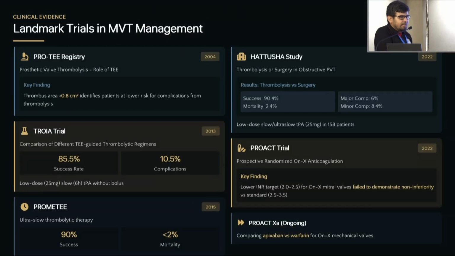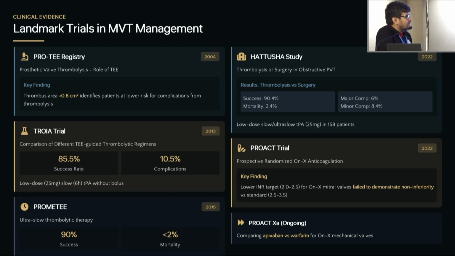So these are the recent advances. The PROTRACT trial, as I told, says that if the thrombus area is less than 0.8 centimeter, the patient will have fewer complications. The TROY trial says low dose 25 mg over 6 hours has a success rate of 85.5%. And the PROMETEE trial says it has a higher success, compared to 25 mg over 6 hours, that is a 90% success rate.